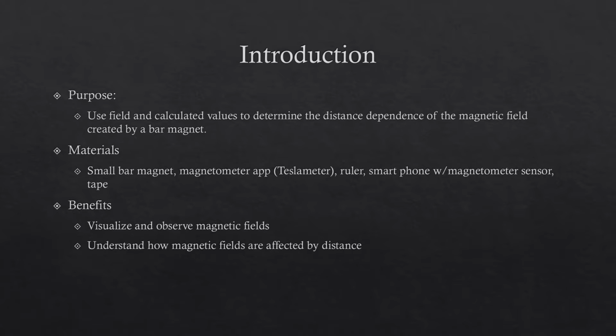The purpose was to use field and calculated values to determine the distance dependence of the magnetic field created by a bar magnet. The materials used were a small bar magnet, a magnetometer app. In this case, I used a Teslameter, a ruler, a smartphone with a magnetometer sensor, and tape. The benefits of this lab are that it allows students to visualize and observe magnetic fields and also to understand how magnetic fields are affected by distance.